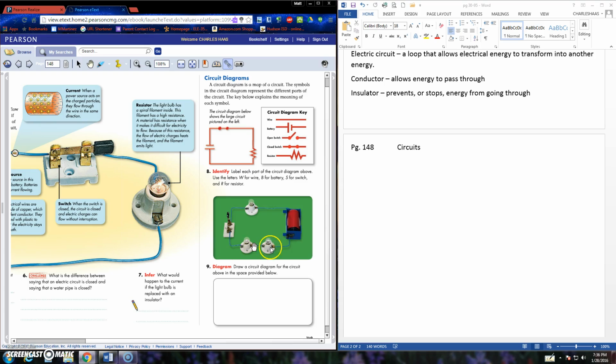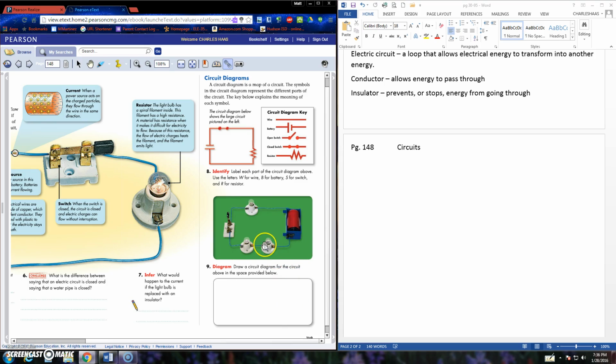So it wants you to draw this circuit diagram right here, down here, but it wants you to use this key right here. So I might start with the battery. The battery gets this symbol. Since the battery is going in this direction, then this symbol should be going up and down.